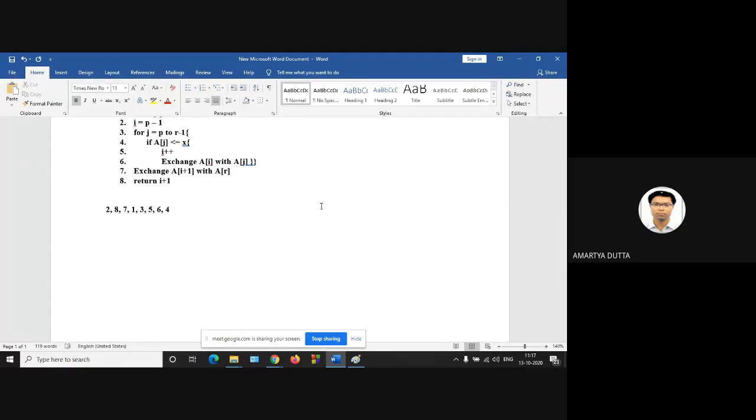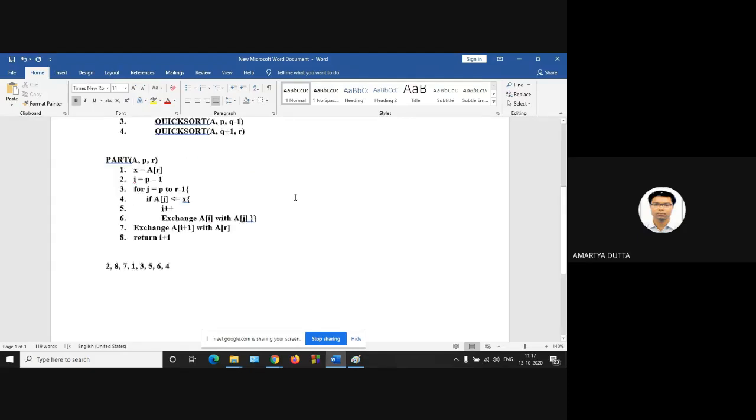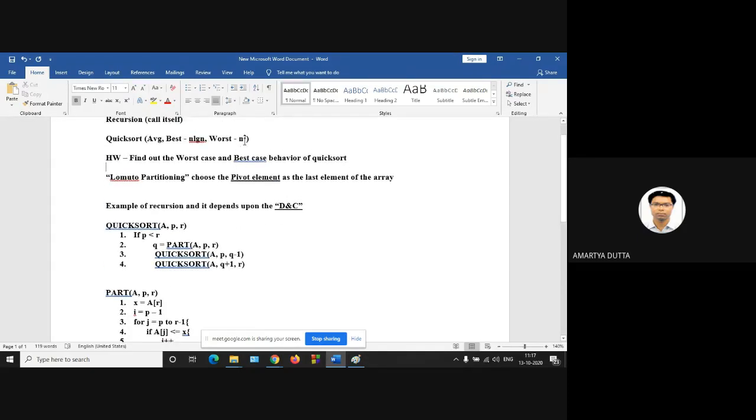No, sir, no doubt. Okay. The one hint is that for worst case behavior, your array is already sorted. If you are dealing with an already sorted array, then the worst case may happen. The complexity is order of n square.